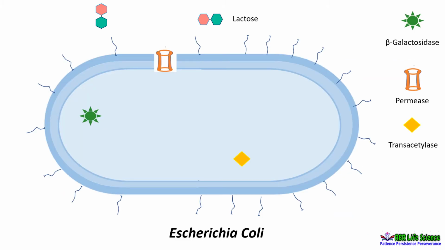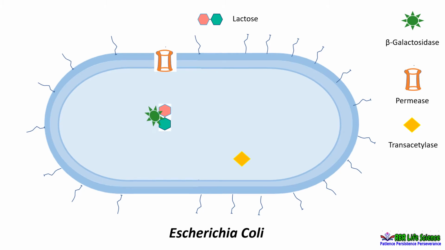The functions of these three proteins are as follows. Permease protein is a membrane protein. Lactose molecule enters inside through this permease membrane protein. Once lactose enters inside the cell, it gets hydrolyzed by the beta-galactosidase enzyme. Beta-galactosidase breaks down lactose into glucose and galactose. Then glucose and galactose are used in glycolysis for ATP and energy production. Transacetylase enzyme transfers an acetyl group from acetyl coenzyme A to beta-galactosides.